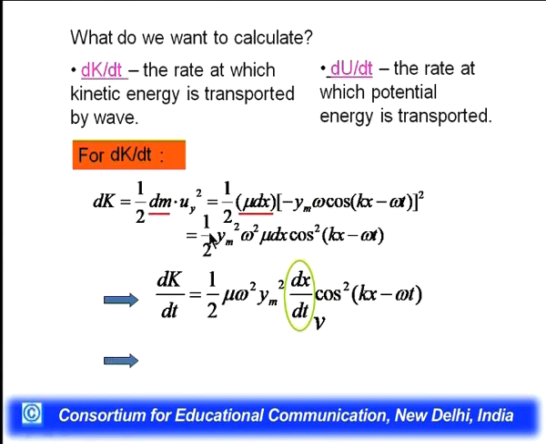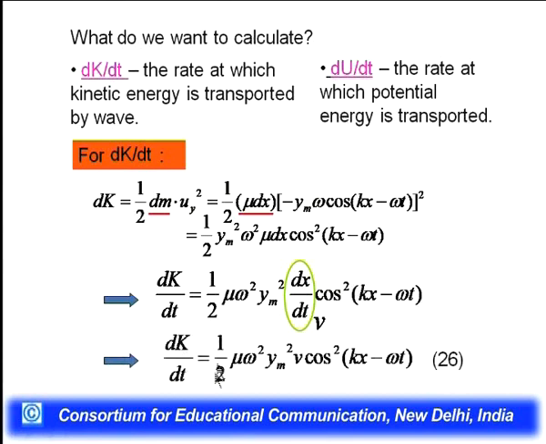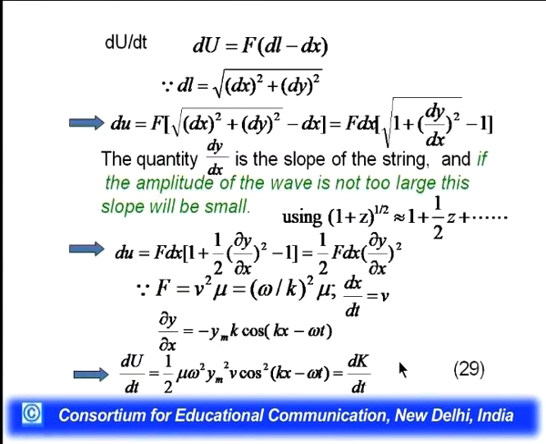Now this equation will be 1 by 2 y m squared omega squared mu dx cos squared (kx minus omega t). For dK by dt we take the differentiation with respect to dt, which is equal to 1 by 2 mu omega squared y m squared dx by dt cos squared (kx minus omega t). Now this equation becomes dK by dt equal to 1 by 2 mu omega squared y m squared v cos squared (kx minus omega t). Here k is the propagation constant.